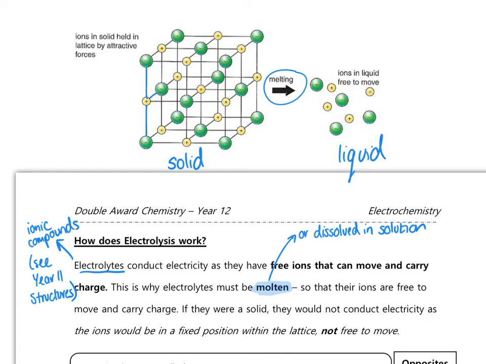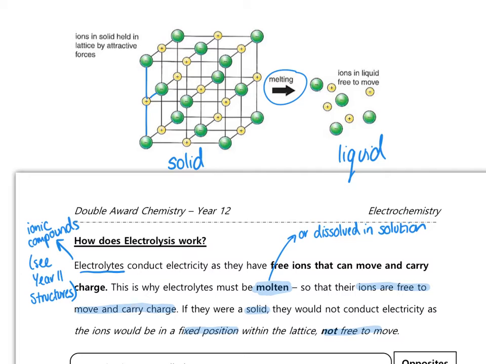So it brings us back to year 11. It's relating year 11 content to year 12. In the exam, you're sometimes asked, why must electrolytes be molten or dissolved in a solution? And it's so that the ions are free to move and carry charge. Sometimes the question is asked in the context of, why do solid electrolytes not conduct electricity? So if they were a solid, why would electrolytes not conduct electricity as a solid? That's because the ions would be in a fixed position within the lattice, not free to move. So that will be asked in questions later on, and this is where you need to refer back to.